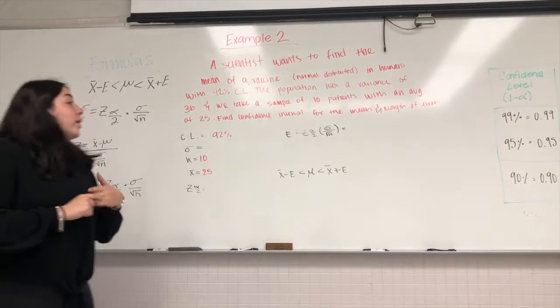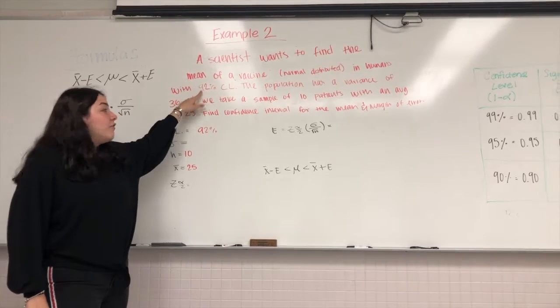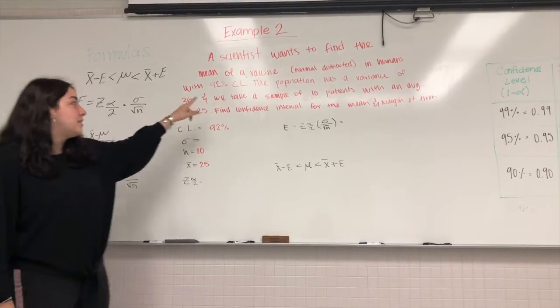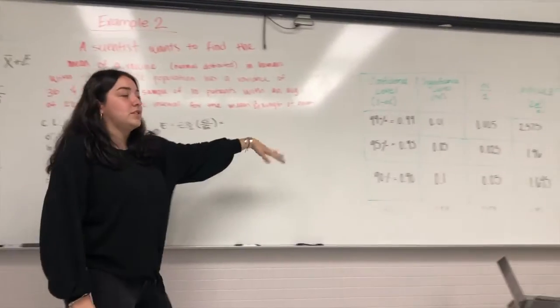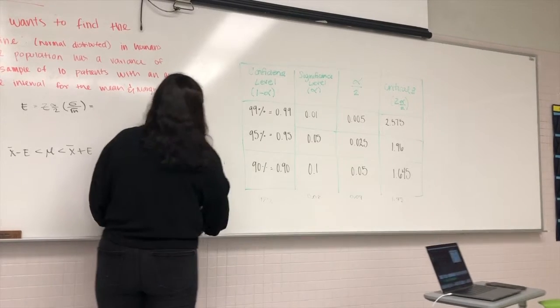To do this, first we have to find the critical value for the confidence level of 92%. We are used to finding it for the usual ones, 99, 95, and 90, but this time it's 92. So what we'll have to do is go to this chart.